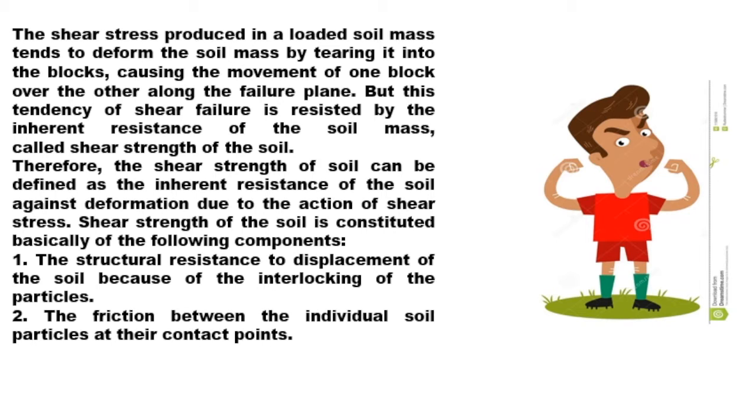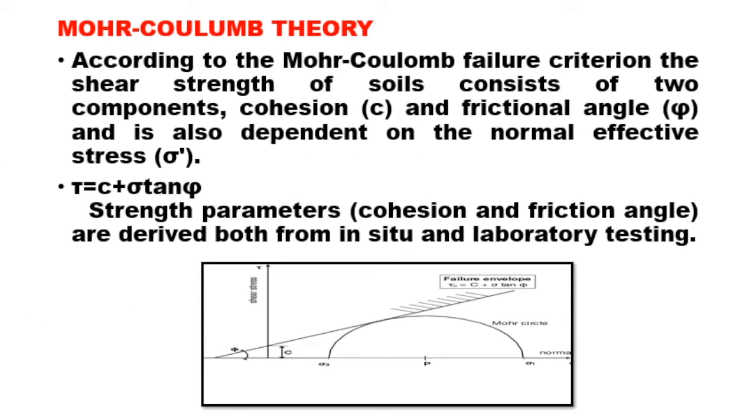It is basically of two components: the structural resistance to displacement of the soil because of interlocking of the particles, and the friction between the individual soil particles at their contact points. So the resistance to failure is usually obtained either by interlocking of the particles or by friction at the contact points. We have the Mohr-Coulomb theory, which deals with the shear strength of soil.